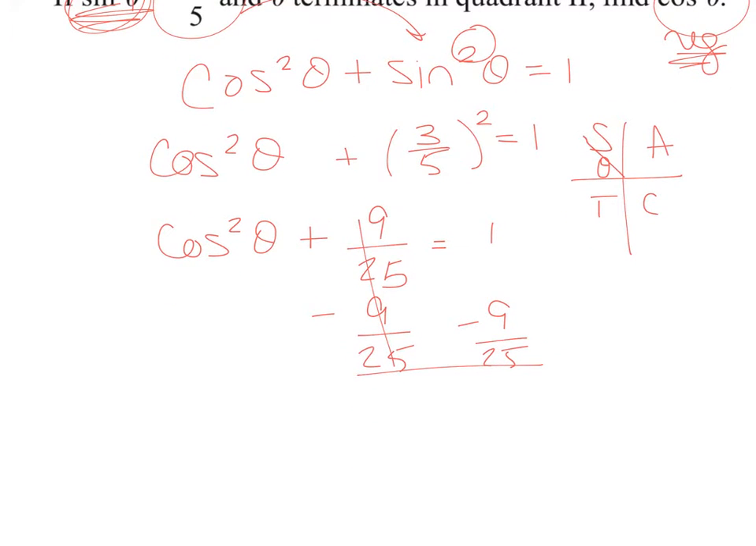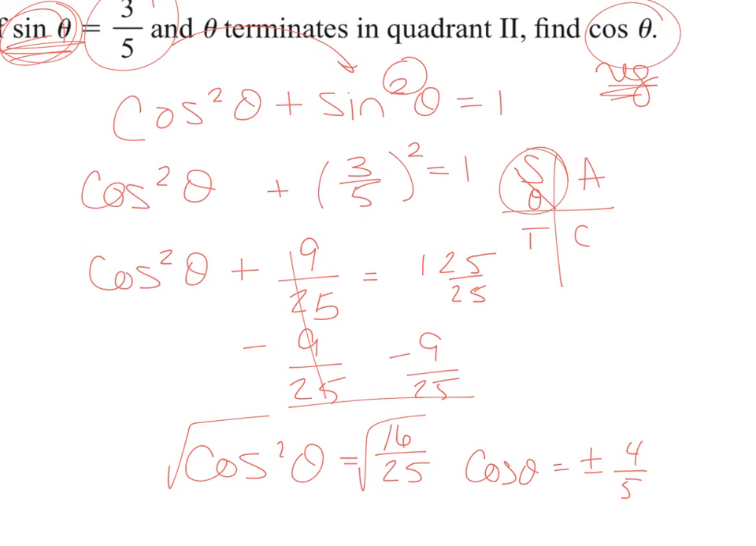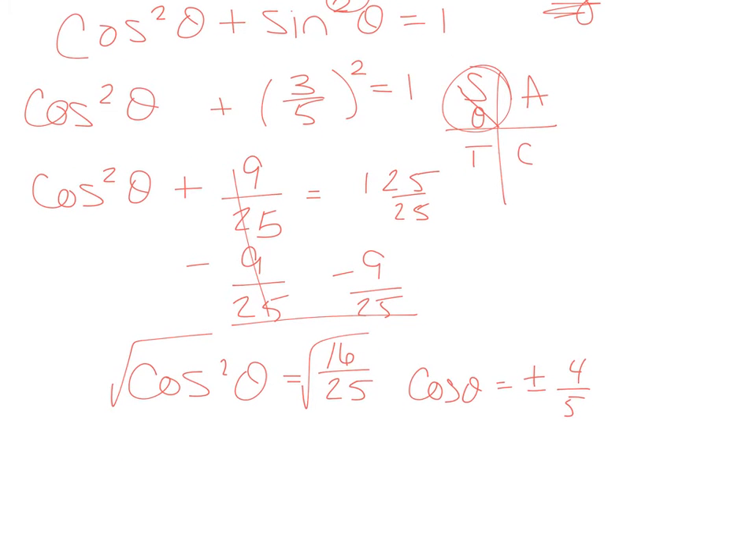I'll end up getting cosine squared theta equals, this is really 25 over 25, 25 minus 9 is 16 over 25. And to get my cosine, I'm going to take the square root, and I get cosine of theta equals plus or minus 4 over 5, because the square root of 16 is 4, and the square root of 25 is 5. Now remember, I know that I am in quadrant 2, because they tell me at the beginning of this problem. We already said that in quadrant 2, only sine is positive, so I'm only going to take the negative answer for cosine, because cosine is negative in quadrant 2.